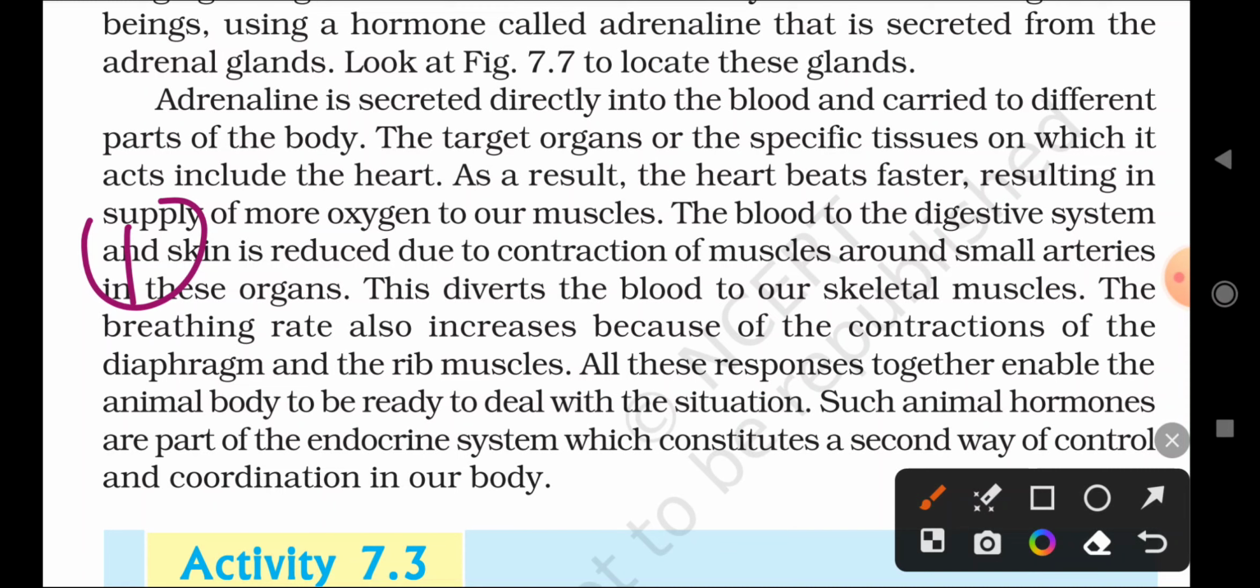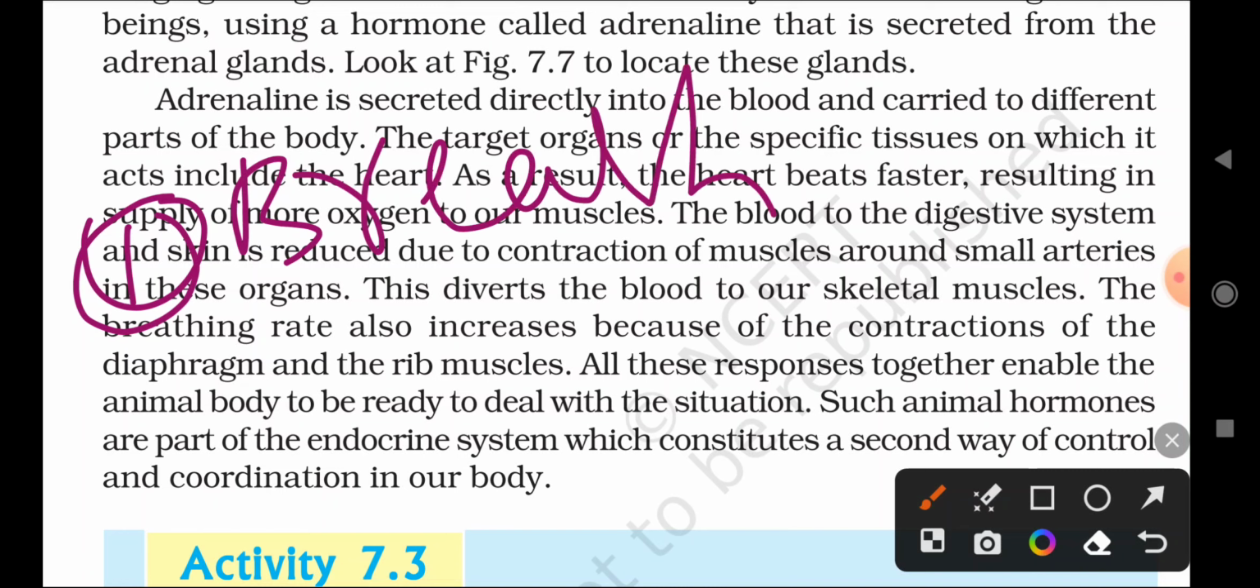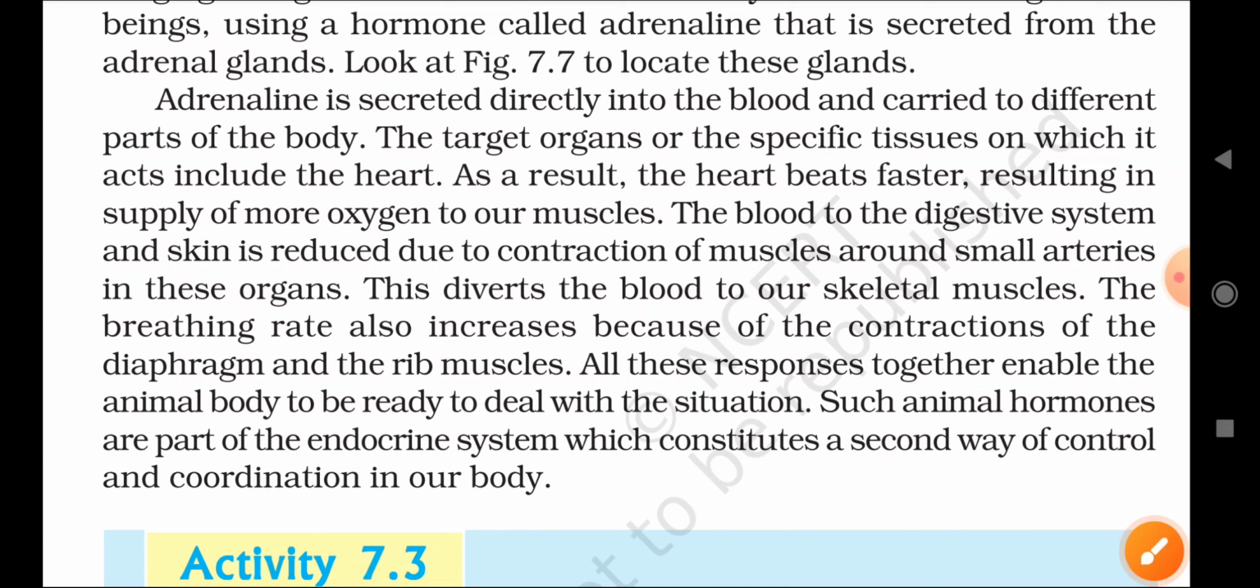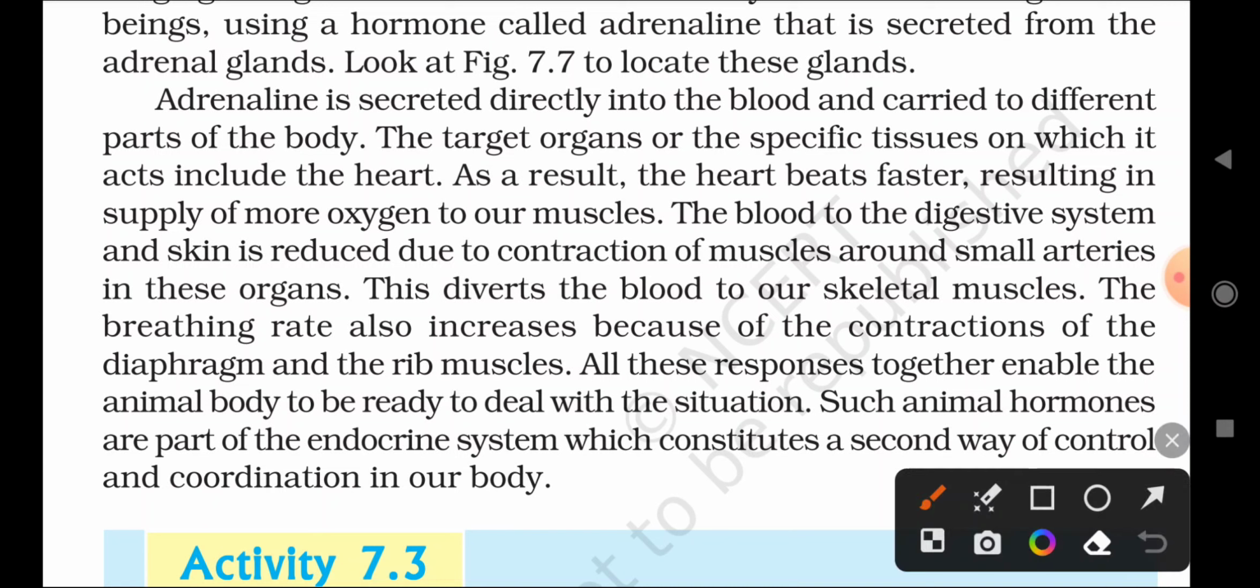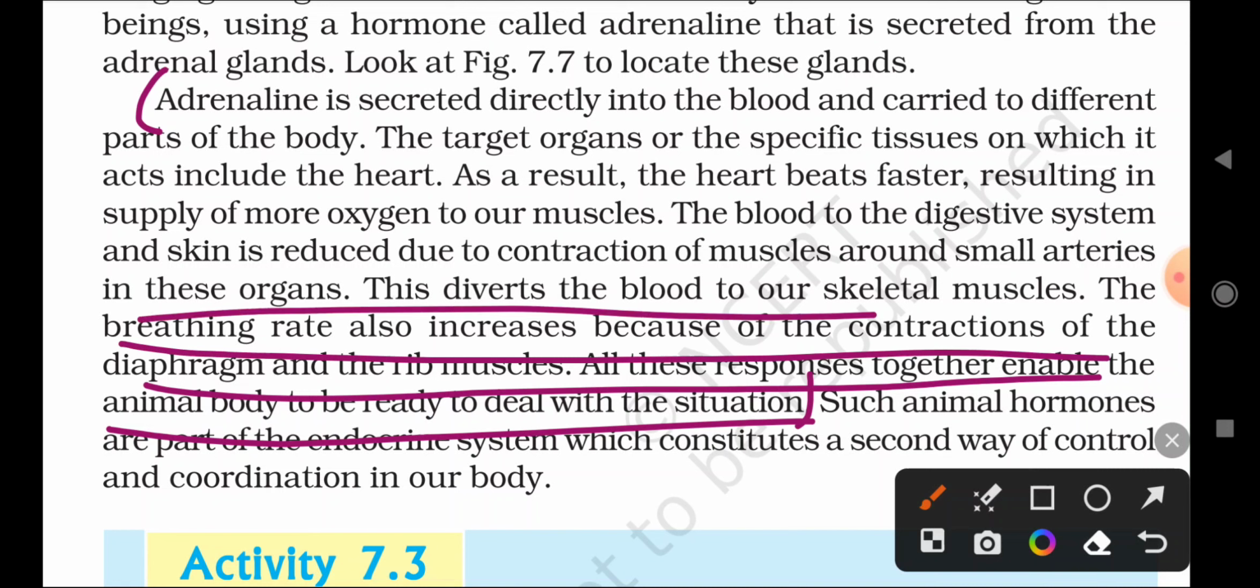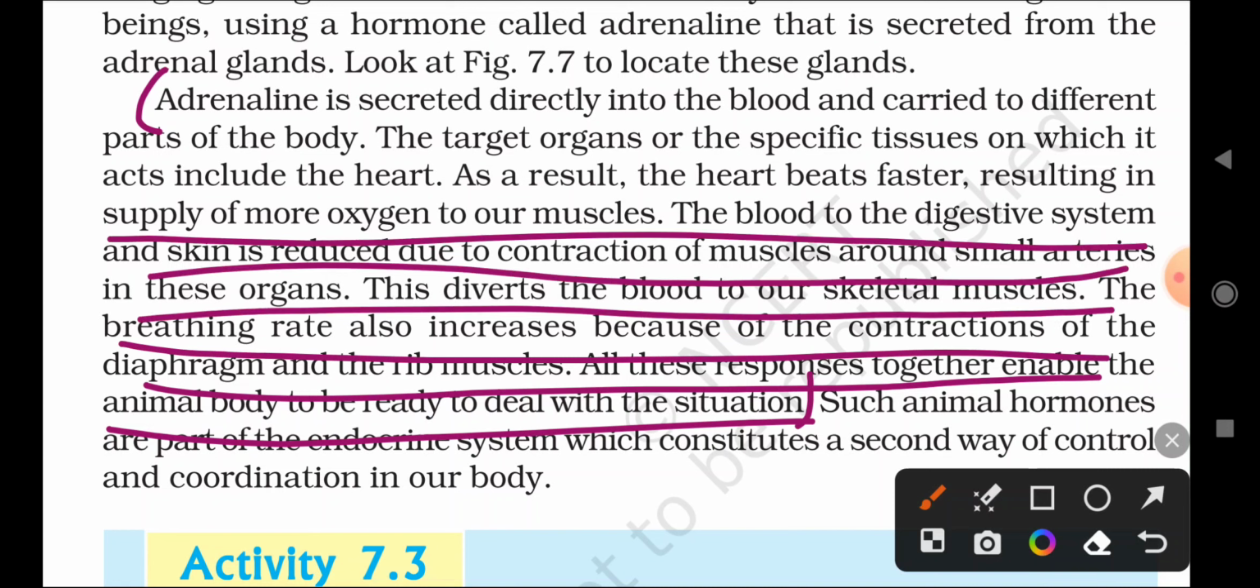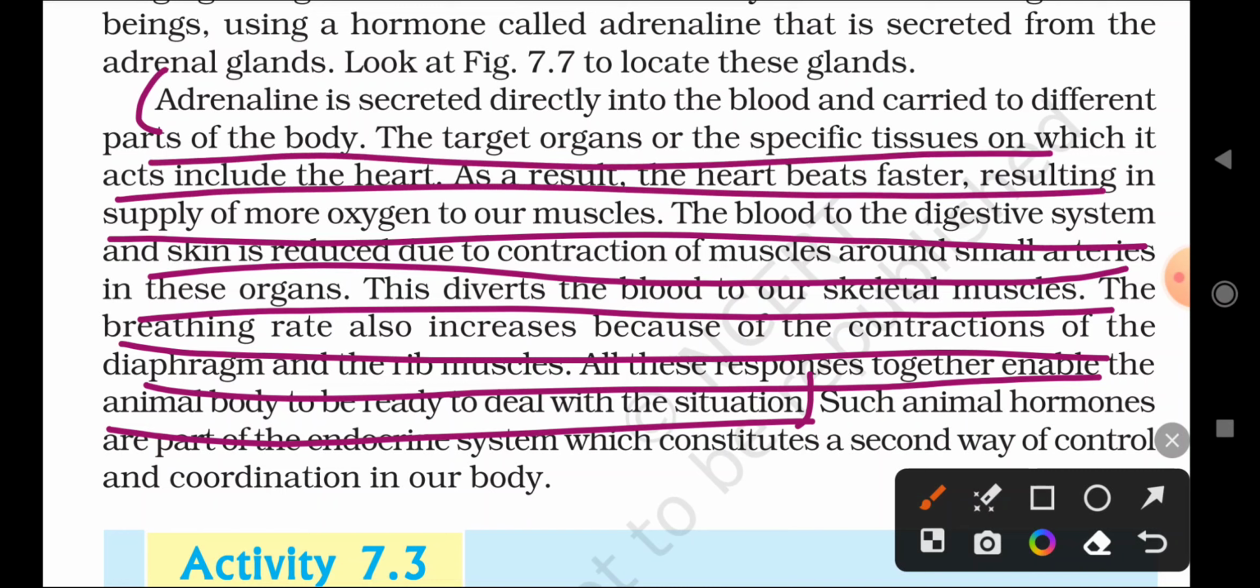Next point: due to the diversion of the blood, the breathing rate also increases, due to the contraction of the diaphragm and rib muscles. All these activities help the organism to deal with emergency situations. This is very important for your annual exam. From this paragraph you write this much. If you understand the paragraph, you can write it in your own words. This is a very important paragraph and a very important question, and many times in our annual paper they will ask it.